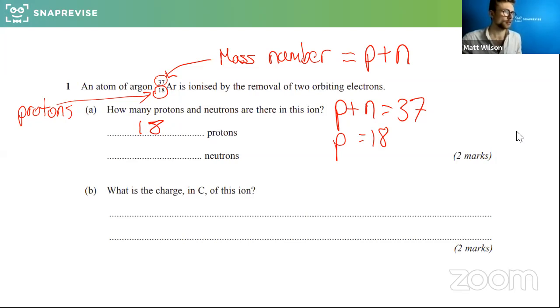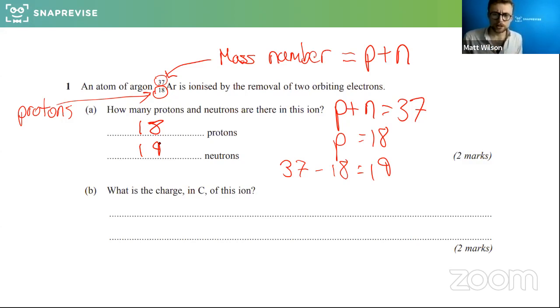What do we reckon? Do we know? Yeah, so it's 19. 37 minus 18. Total number of protons and neutrons, take away the number of protons, gives me the number of neutrons. Awesome. 18 protons, 19 neutrons. Notice how there's usually a similar number of protons to neutrons. That kind of changes as atoms get bigger and bigger, but for smaller atoms, they tend to be similar.